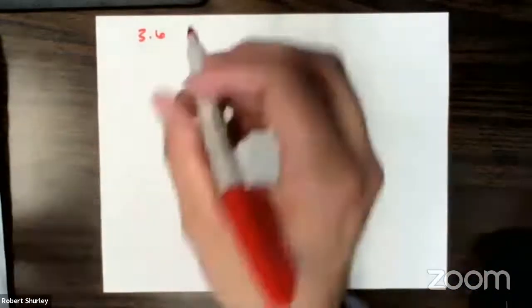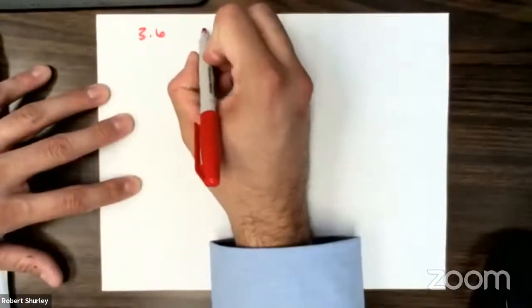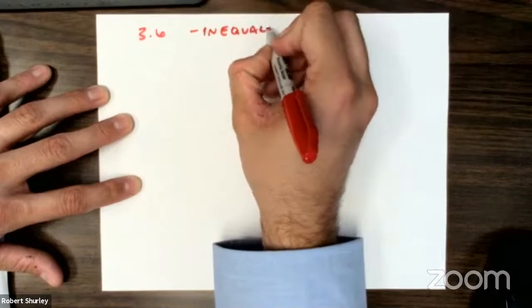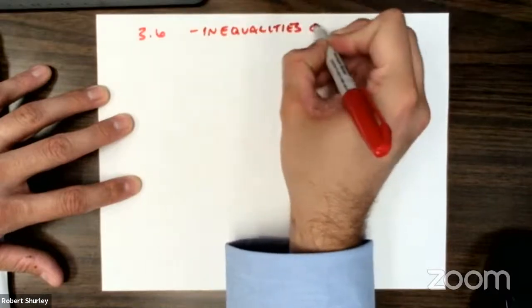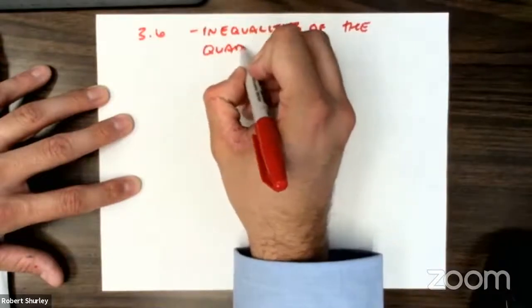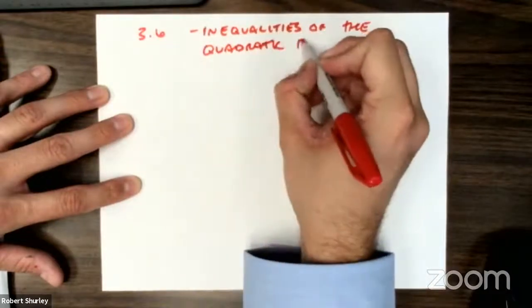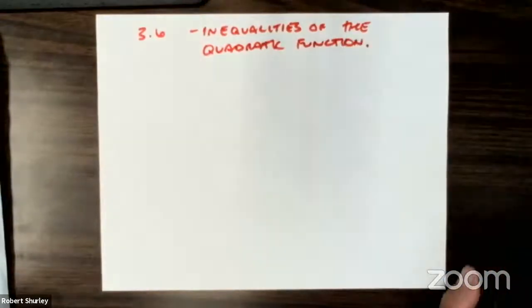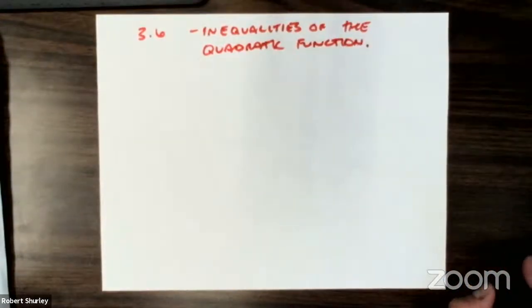Okay, 3.6, it was really inequalities of the quadratic function. Okay, inequalities of the quadratic function. I'm going to give you a quadratic inequality.